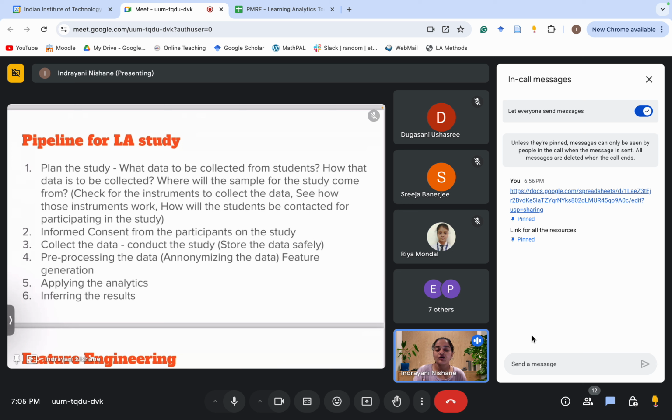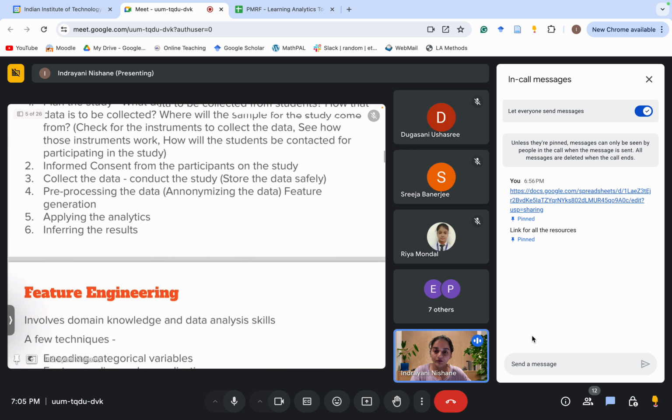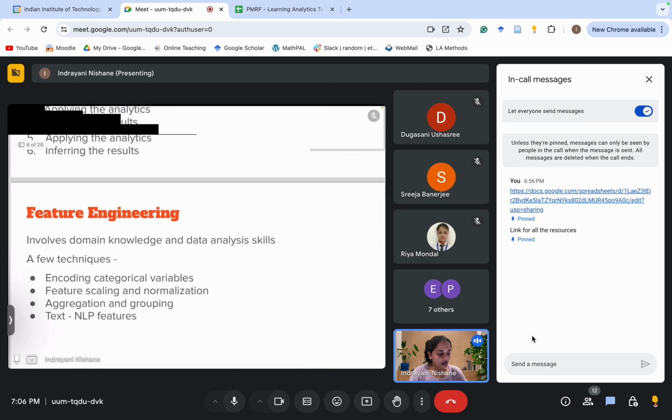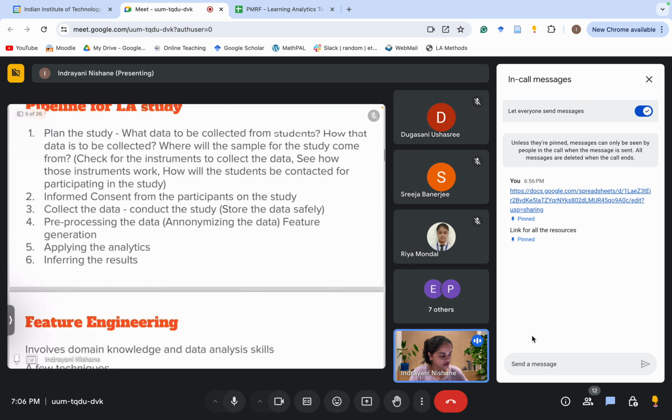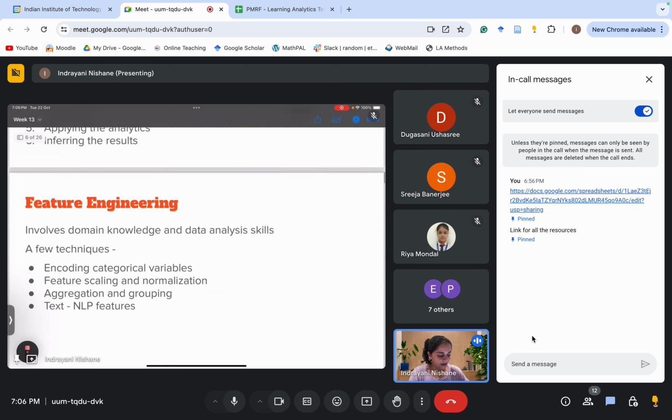Then once the pre-processing, anonymization, everything is done, we'll come to feature generation. That is, we will derive or compute some useful information based on the raw data. Then we will apply analytics on that data to understand what the data looks like and why something has happened, and using those sets of features we'll try to do predictive analytics also. And we'll try to infer from all the results how we can improve the learning outcome, how we can optimize the learning environment, and so on. So now here the feature generation step was coming.